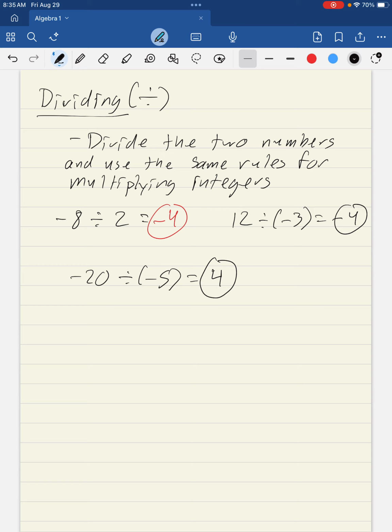Let me give you one that's not a 4. What if I write my problem like this? Negative 18 over negative 6. Ooh, that's a little different form. But we treat it the same way. This is a division problem, even though it's got that little fraction sign there. So we just go negative and a negative, make it positive. And then 18 over 6, or 18 divided by 6, is 3. Boom, so positive 3. There we go.